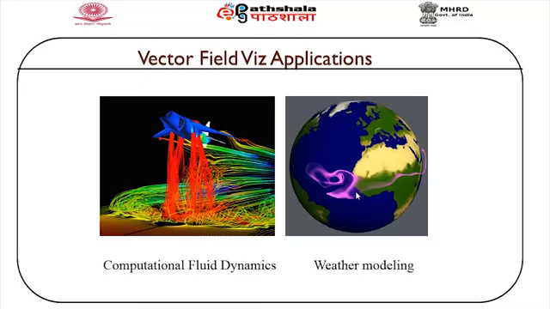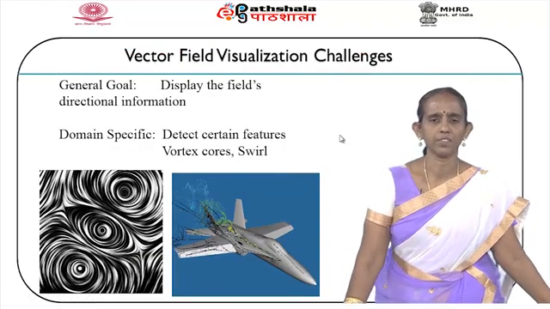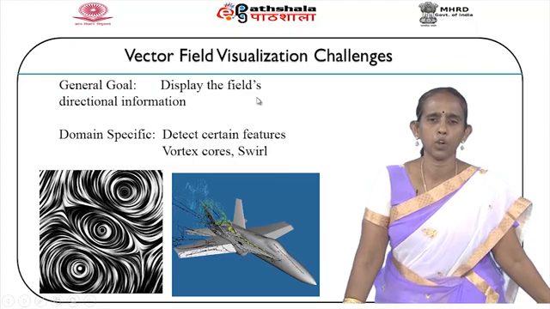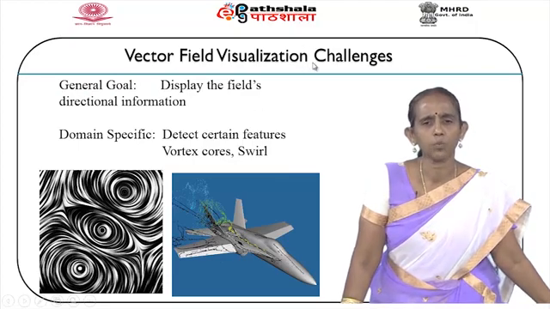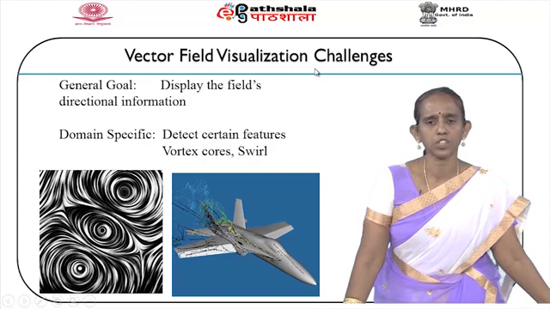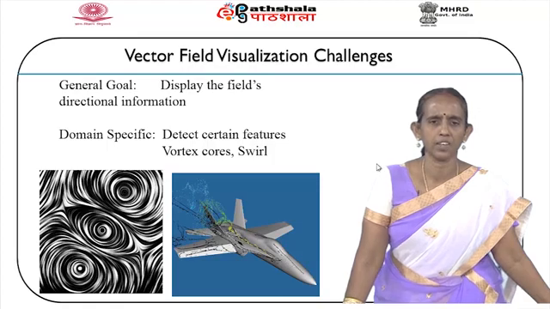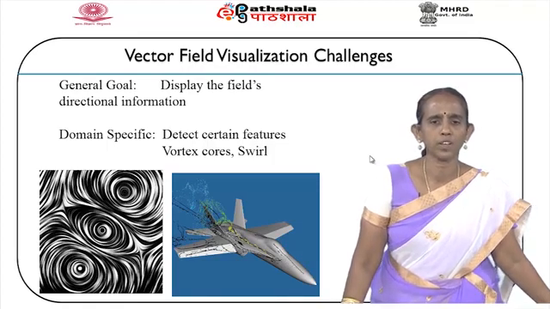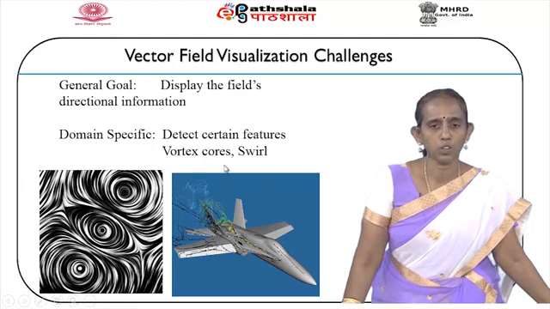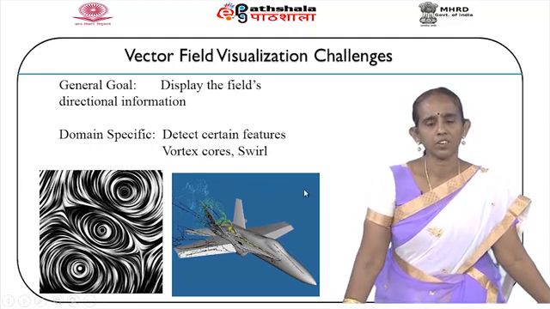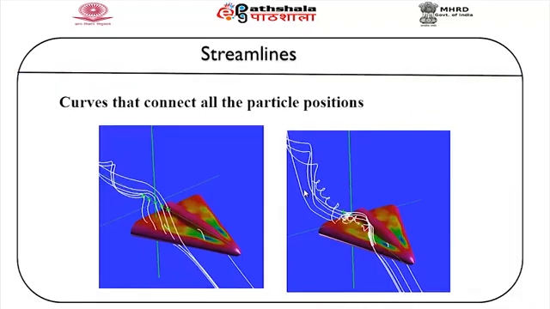Other than this, we have vector field applications wherein you can also model the entire weather. The weather scenario can be modeled and shown as a weather modeling visualization. Then we have vector field visualization. There are various challenges that come along with it, where we need to project the entire n-dimensional data onto the screen. It should also be possible for us to detect certain features like swirls or vortex cones. These are certain challenges that exist in the field of vector field visualization.